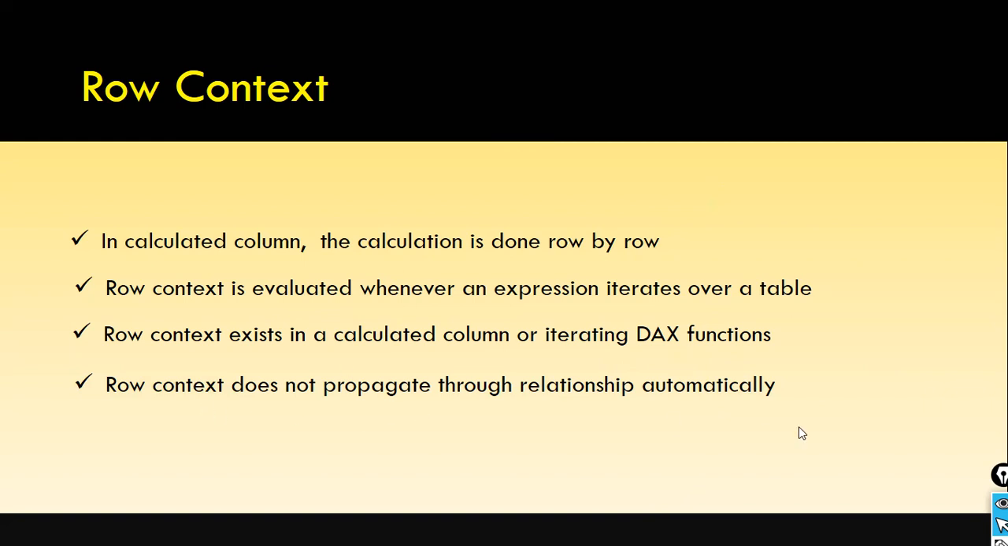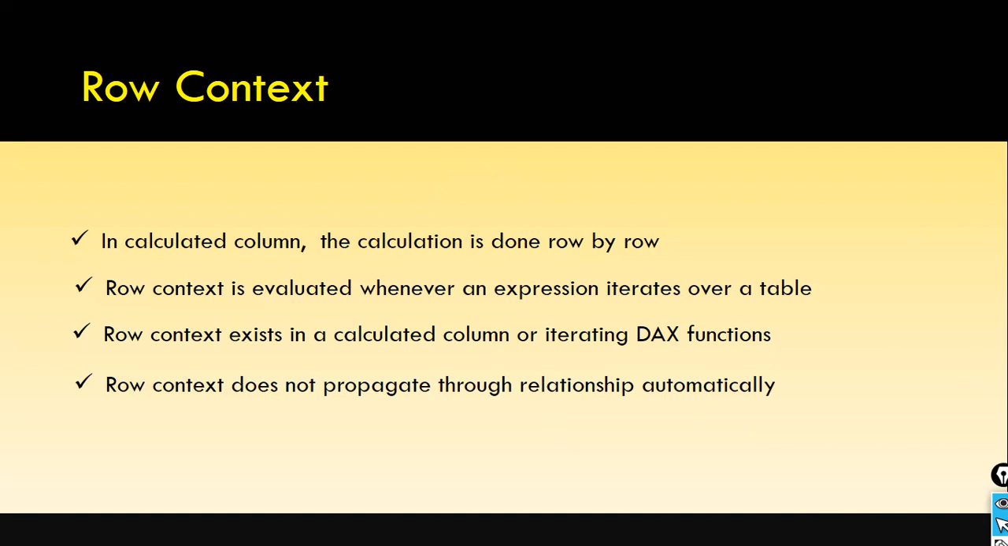The row context does not propagate through relationships automatically. What does this say? The row context does not propagate through relationships automatically. For example, in your sales table, you have the list price, which is nothing but the selling price. But if you want to bring the cost price into your sales table, you need to do a lookup on your product dimension table. Only that table has the cost price for each product stored in it. So for each product, if you want to know the cost price, you need to do a lookup and bring it in here, but the row context will not automatically detect it.